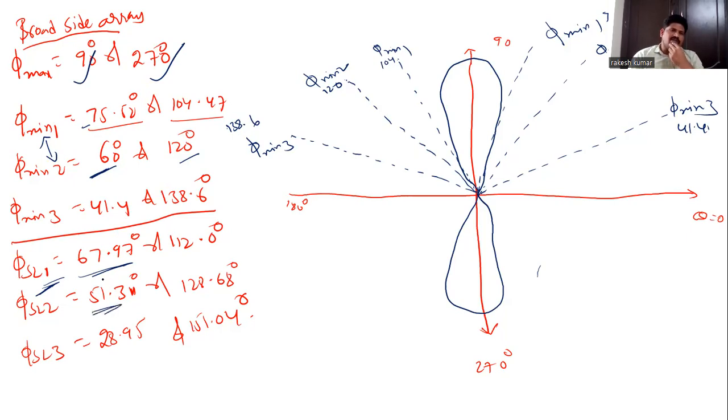Similarly, second side loop level lies in between second null and third null. Okay, so your second null is 60 degrees and your third null is 41.4. What is your side loop level? It is 51.3.